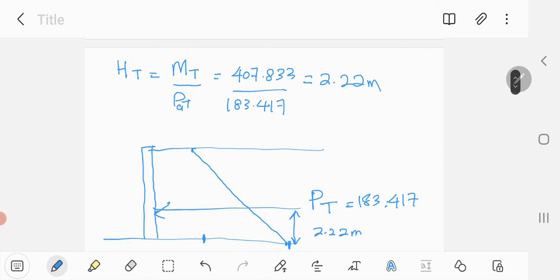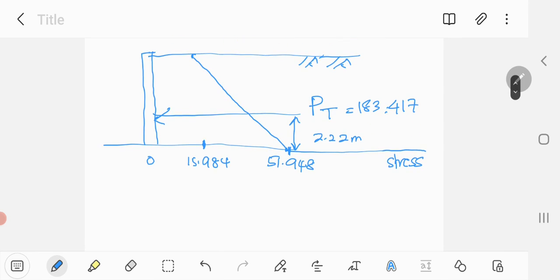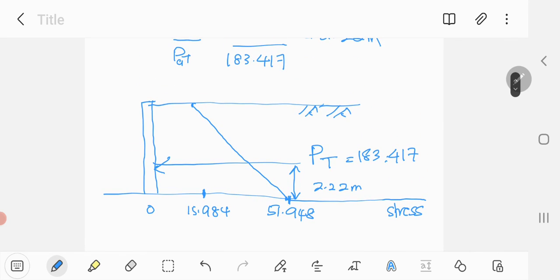And then if you need to detail everything, if the x-axis is the stress, you need to plot the stress. So this is zero stress. At the rectangular section, you have 15.984, and then when you combine both stresses you get 51.948. So if you can draw this, it completes everything needed to calculate for this particular example.